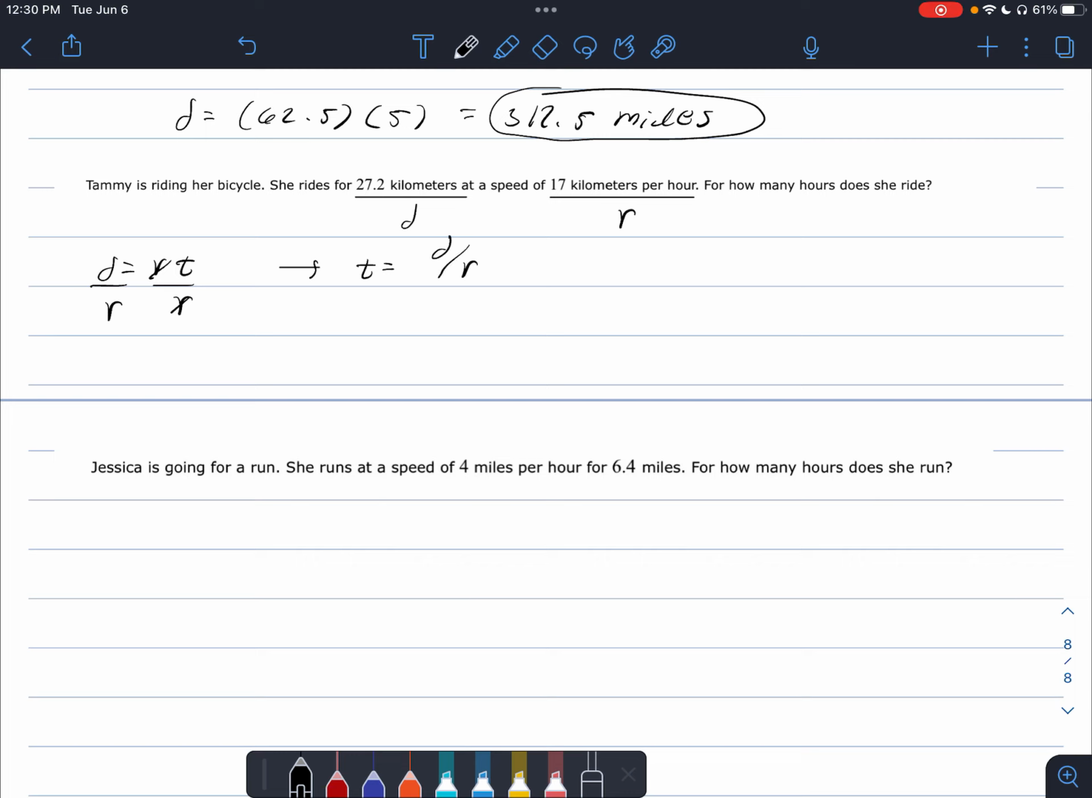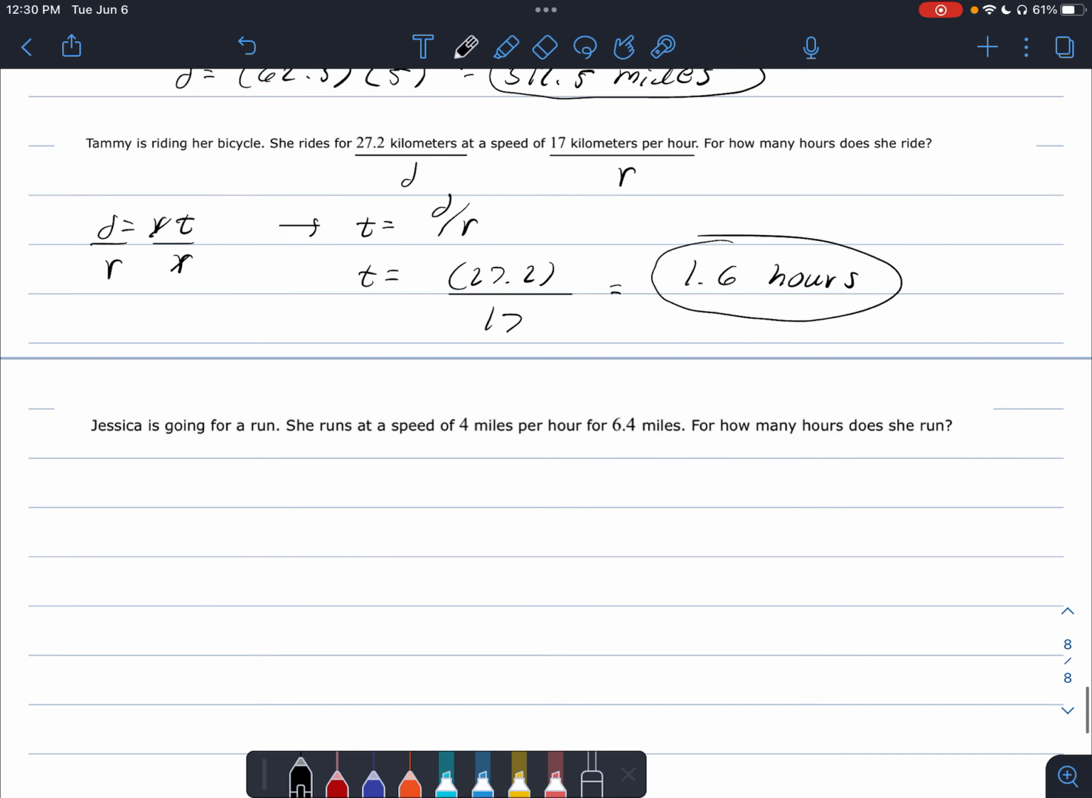And we know D and R, so now we can write this as T is equal to 27.2 divided by 17. Let's go ahead and do that. They're both using kilometers per hour and kilometers, so those should cancel and we're left with just time. That means we have a total of 1.6 hours. Again, I would use a calculator for that.